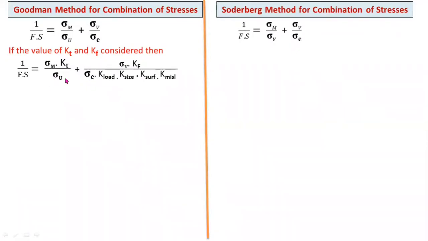K load is the load factor, K size is the size factor, then the surface factor, and this one is the miscellaneous factor. Miscellaneous factor means temperature factor and other factors.